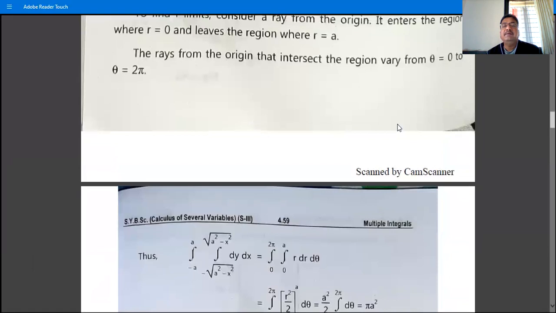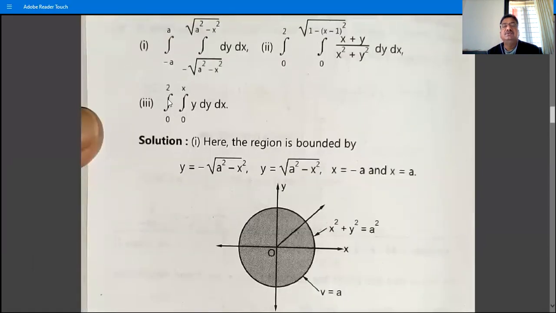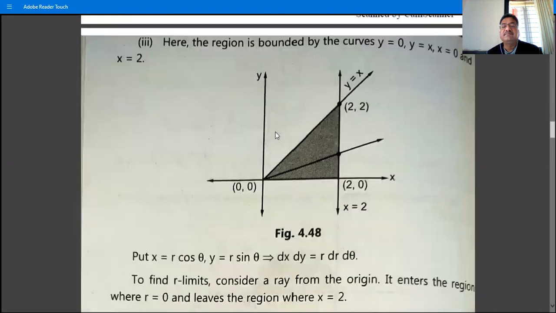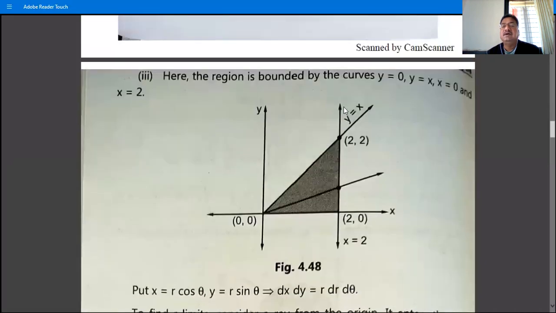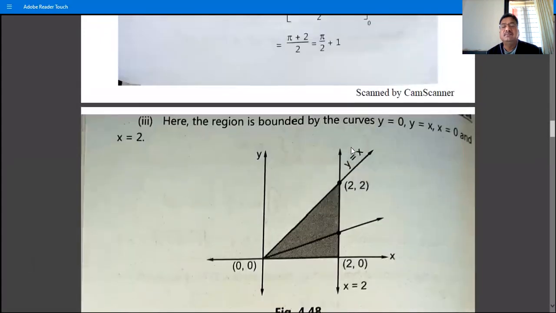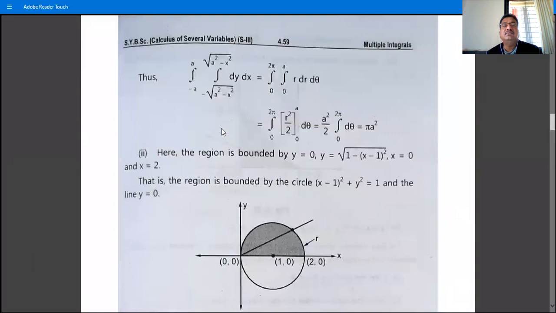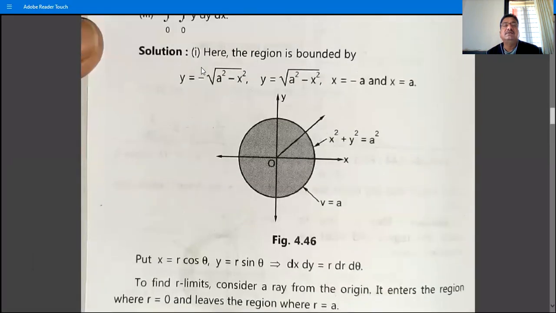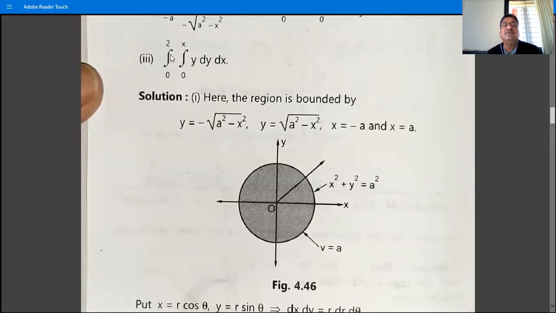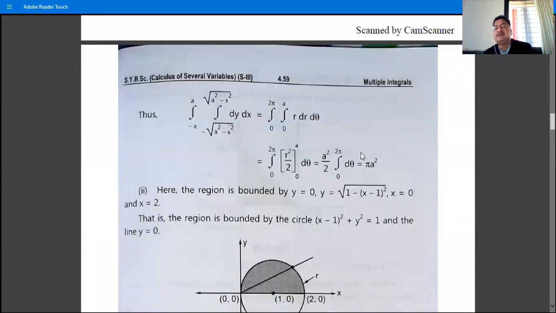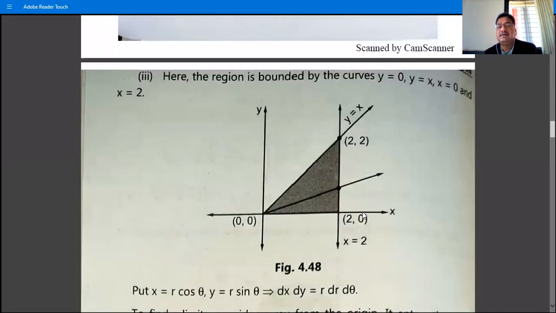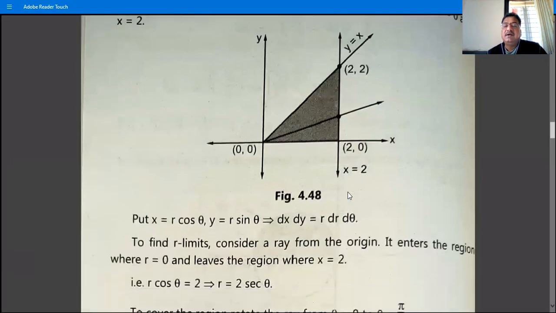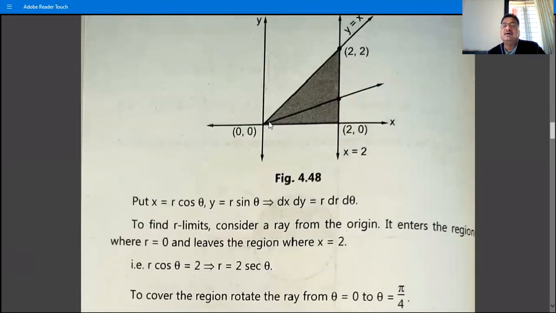So the third problem is this: 0 to 2, 0 to x, that is, y is 0, y is x, x is 0, x is 2. So draw these lines. y is equal to x, then x is equal to 2 is the line, and x is equal to 0 means the y-axis, y is equal to 0 means the x-axis. Okay, x-axis. So this is the region. And then draw an arrow.